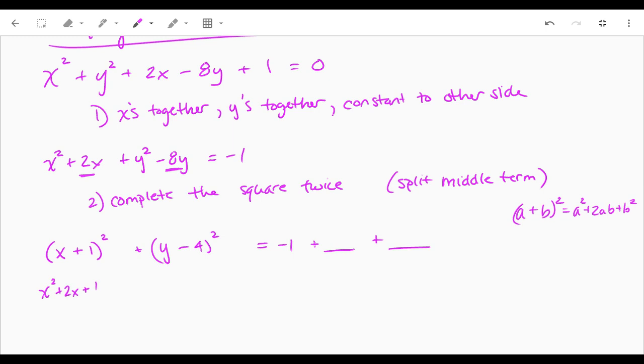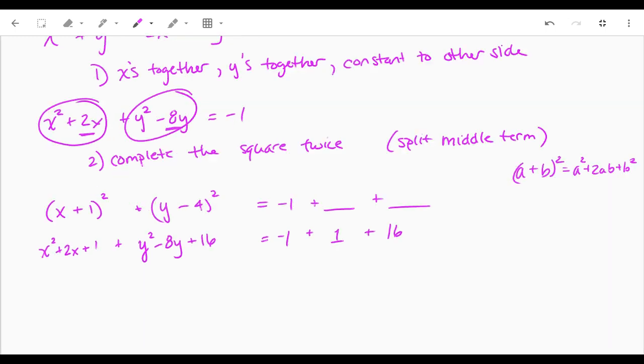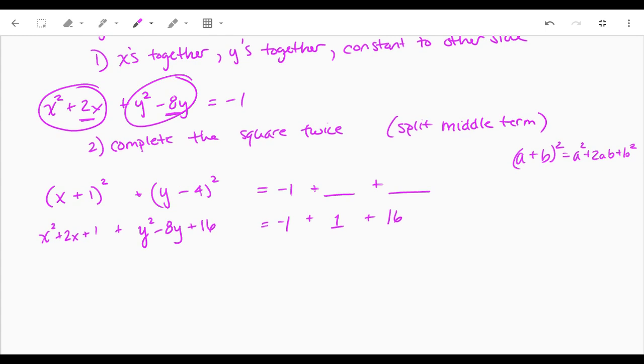So now we had x² + 2x, and now we have x² + 2x + 1. That means we added 1 to the left-hand side, so we need to add 1 to the right-hand side. And then our (y − 4)² will have y² − 8y, which is what we wanted, plus 16. So we added a 16 to that side, so we need to make sure that we add it to this side. So this side should actually be 16.